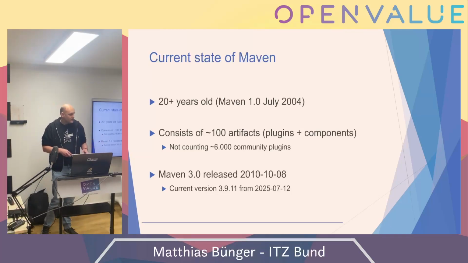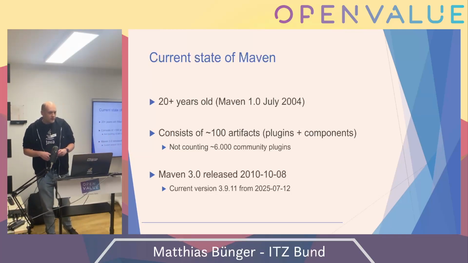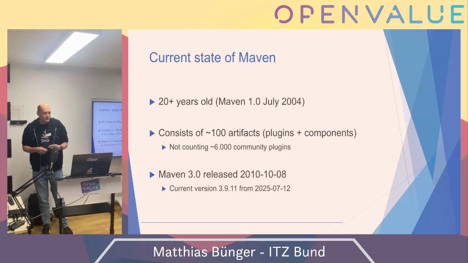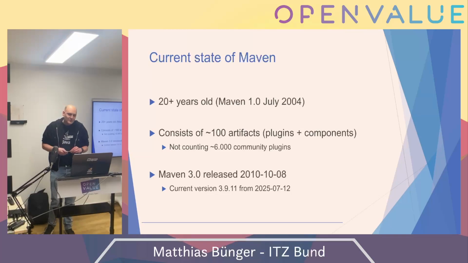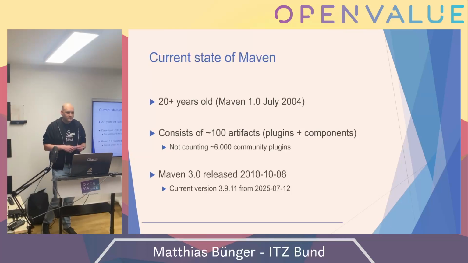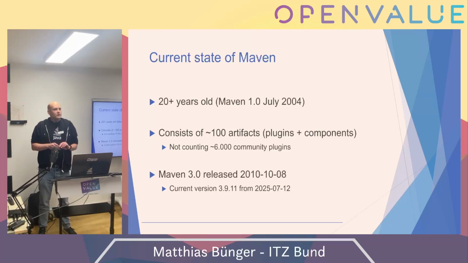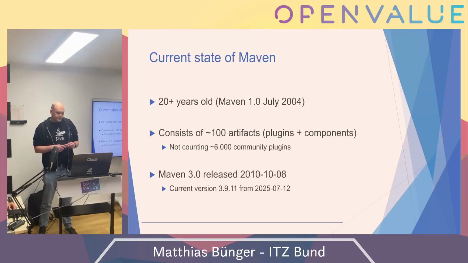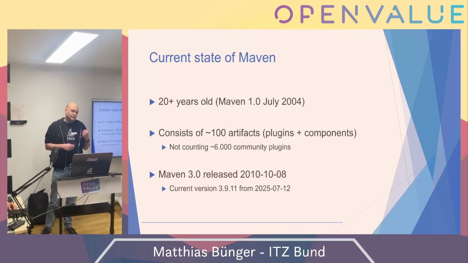If you're like Sandra and me, who's also a Maven committer, and you have to do maintenance work on all of the 100 repositories, you know how many there are. And what we're not counting are around 6,000 community plugins, so it's huge. The last major version, 3.0, was released 15 years ago, and the current bug fix version is 3.9.11 from July. So you should use 3.9, some version of that.